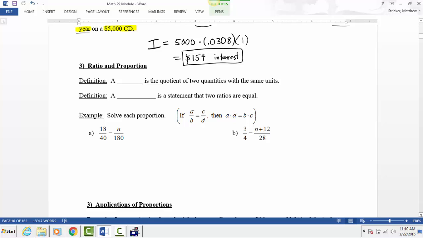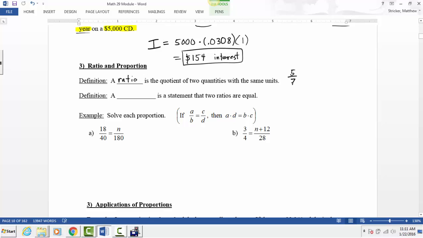Okay, let's move on to ratios and proportions. First thing is we're just going to define what a ratio and a proportion are. A ratio is a quotient of two quantities with the same units. An example of a ratio is basically just like a fraction.